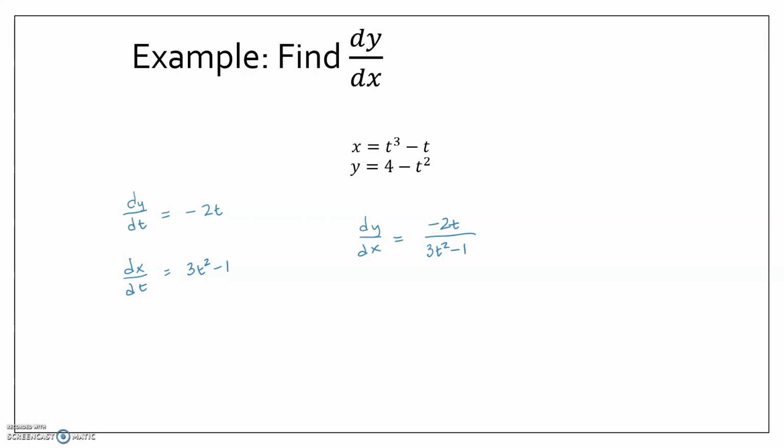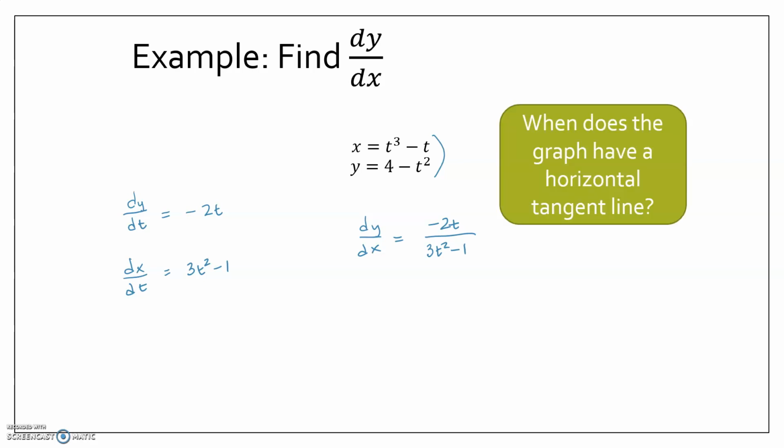It doesn't tell us our slope at any ordered pair because we don't know the ordered pairs automatically. We can figure them out once we know the time, but we don't know the ordered pair automatically. It can help us answer questions like, when does our graph have a horizontal tangent line? Well, it would have a horizontal tangent line when this is equal to 0.